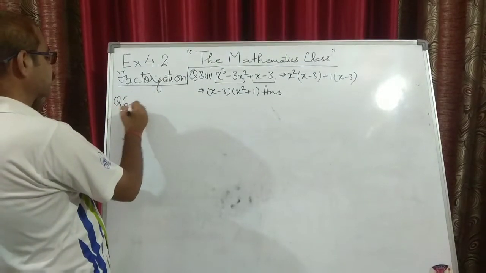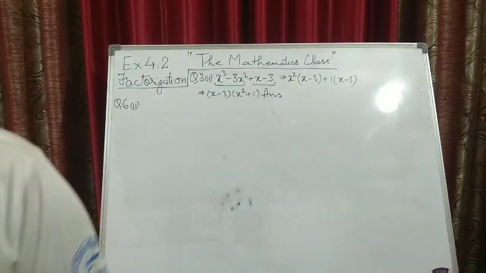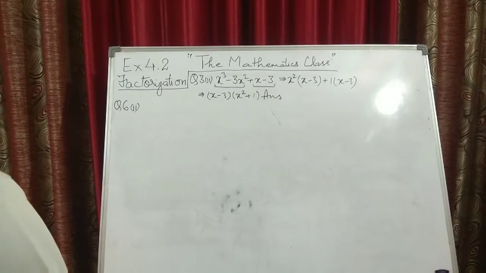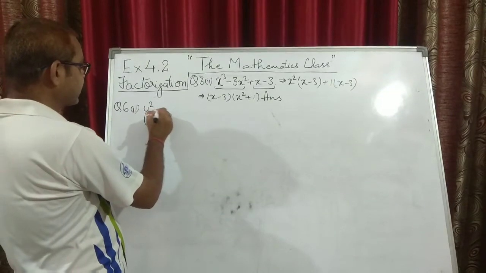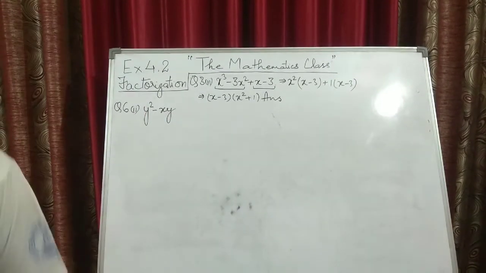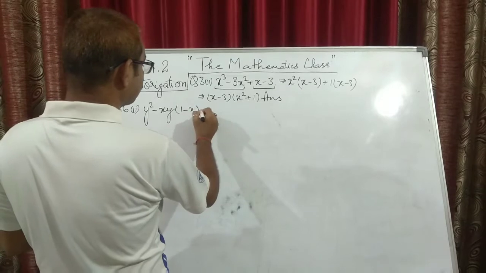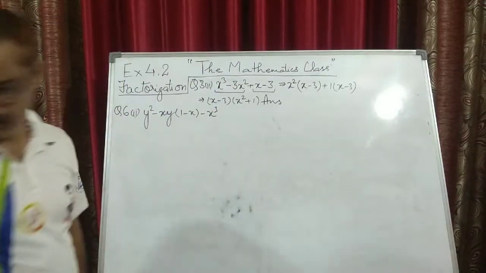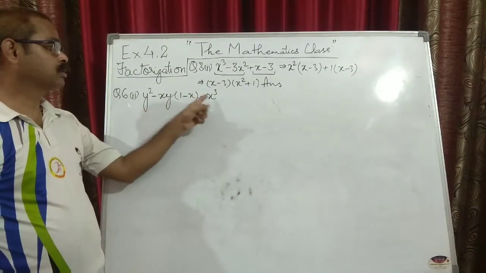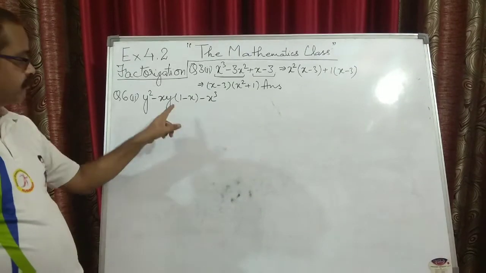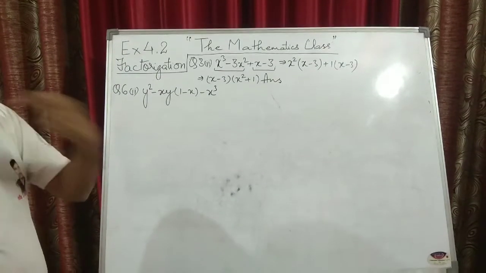Now we'll be taking question number 6. In this you have to just make the pairs. Now look at the sixth one. Y square minus xy. Question is y square minus xy, in bracket 1 minus x closed, minus x cube. It is something like this. 1, 2, 3. 3 terms are there. If we open this bracket, it will become 4 terms. So first of all, we'll try to convert this into 4 terms.